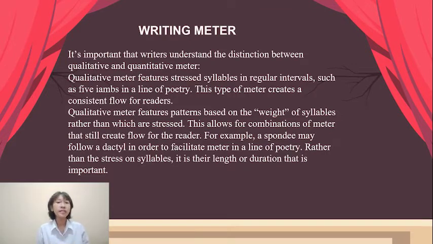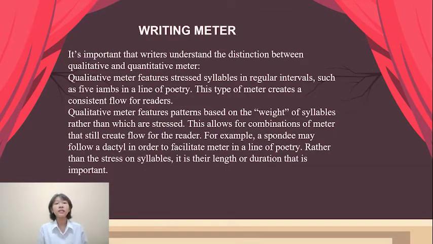It's important that writers understand the distinction between qualitative and quantitative meter. Qualitative meter is a feature of stressed syllables in regular intervals, such as five iambs in a line of poetry. This type of meter creates a consistent flow for readers.